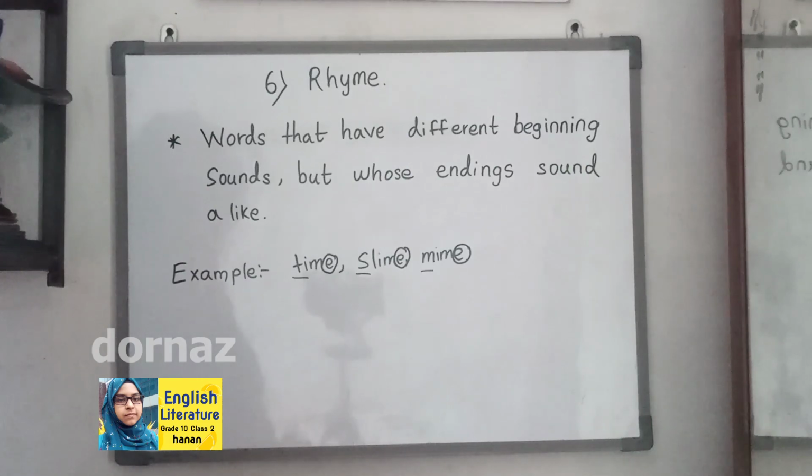Words that have different beginning sounds but whose ending sound alike. The sound is the same. Time, slime, mime. Those three words are very much similar. And when we notice the first letters of those words, T, S, M, they are very much different. But even though the sound is alike in those three words, the ending letters are the same, because E is the only ending letter of those three words. So it is called rhyme.